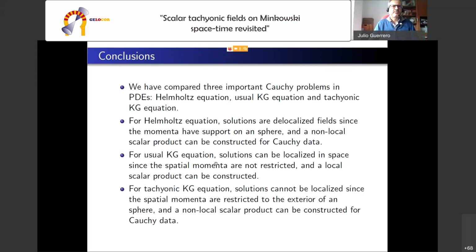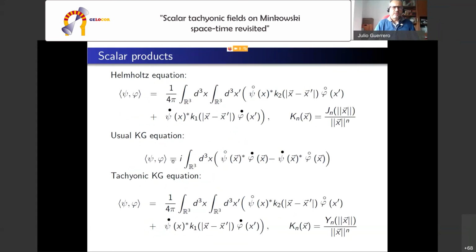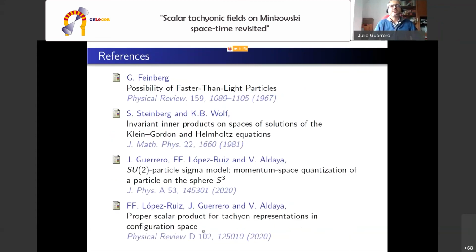Just to finish with some references: Feinberg, the initial paper on faster-than-light particles. Steinberg and Wolf gave a non-local scalar product for the Helmholtz equation, and also reobtained the scalar product for the Klein-Gordon equation. In this paper, we reobtained the scalar product for the Helmholtz equation, and in this last paper, we obtained a scalar product for the tachyon solutions of the Klein-Gordon equation.